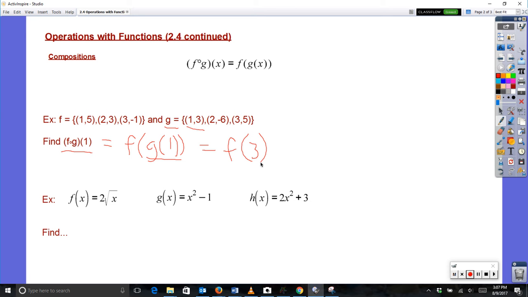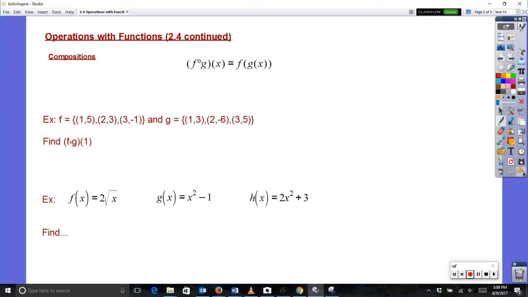Now I'm trying to evaluate f of 3. So I come over to the f function, and I find when is x 3, right there? When x is 3, y is -1. So the final answer is -1. So you're doing multiple layers to it. You're not multiplying, you're working inside out.